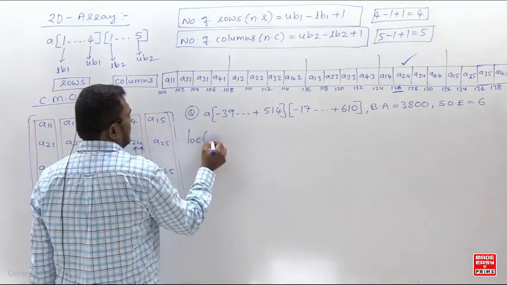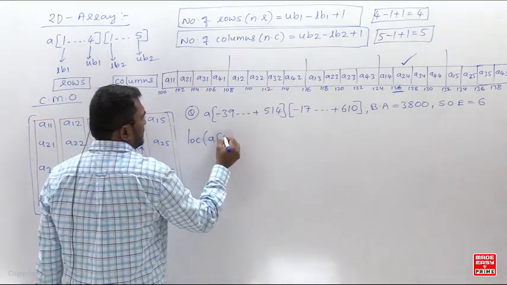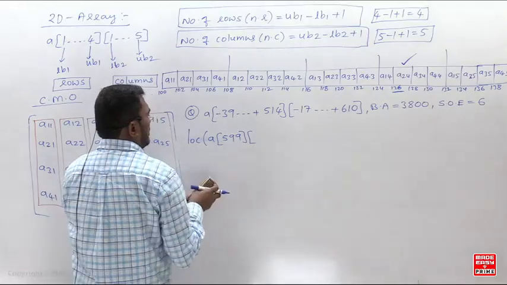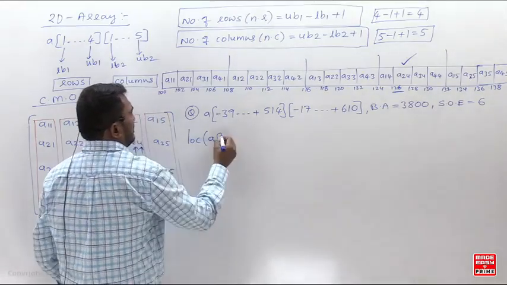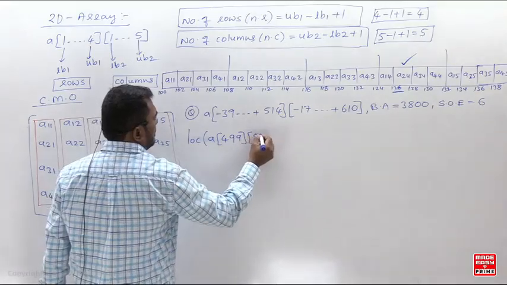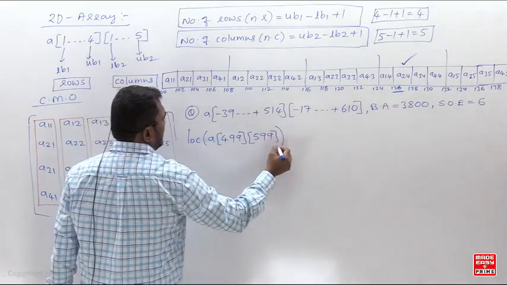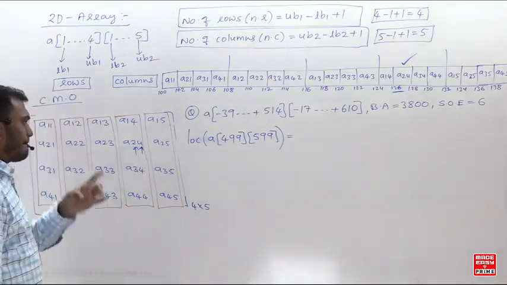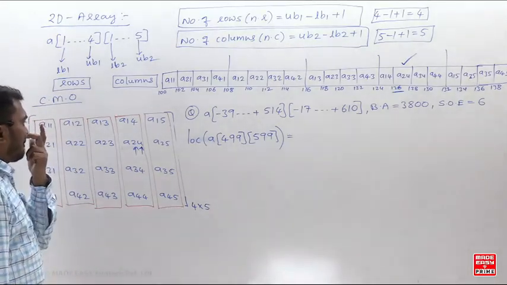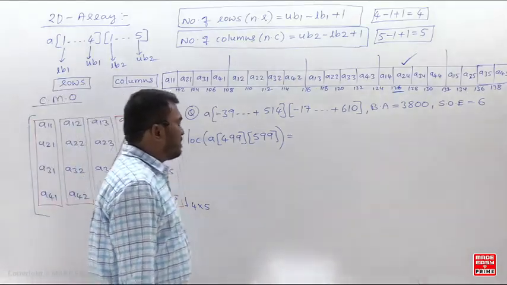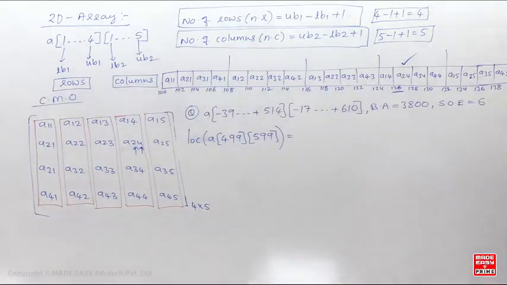So location of A of 599. Okay, sorry. A of 499, 599. So find out this. A of 499 and 599. So speed up, find out that.